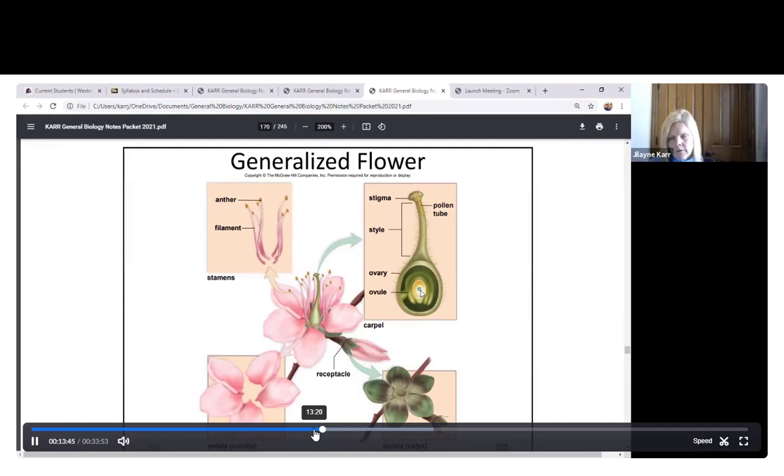Or the mature seed. So the anther and the filament, this is the male part of the plant. This makes up the stamen. So the whole structure here is called the stamen.